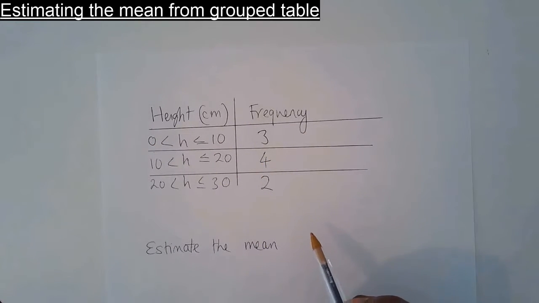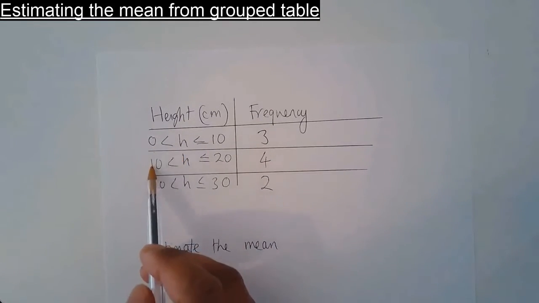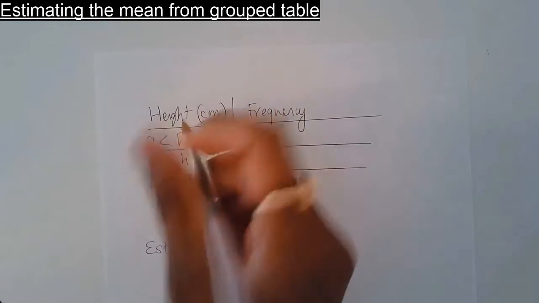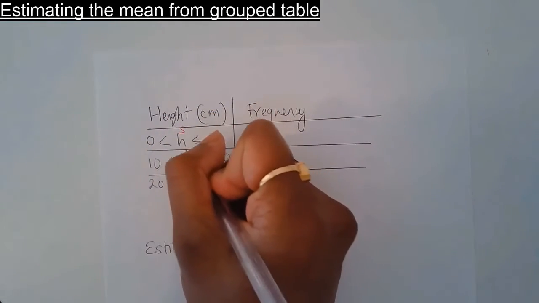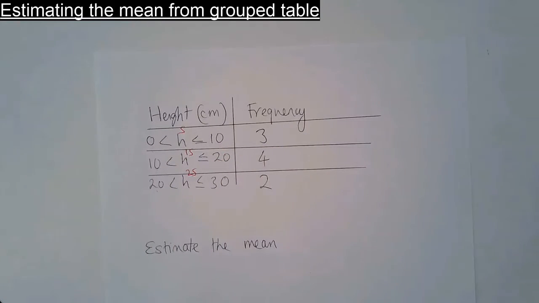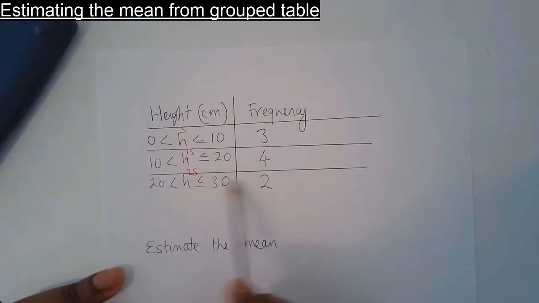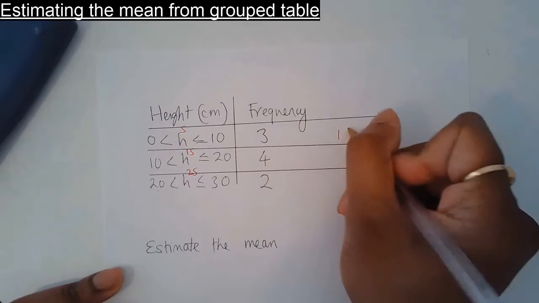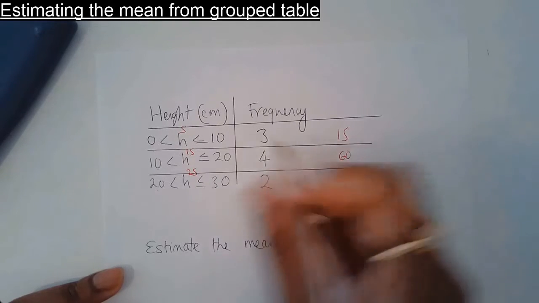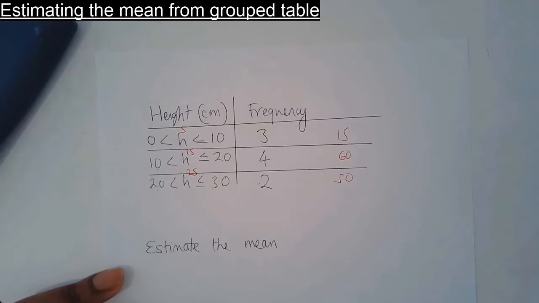Estimate the mean. Step 1 is to work out the midpoint, the middle of 0 and 10, the middle of 10 and 20, 25. That's step 1. And step 2 is to times across. 5 times 3, 15, 15 times 4, 25 times 2. That was step 2.